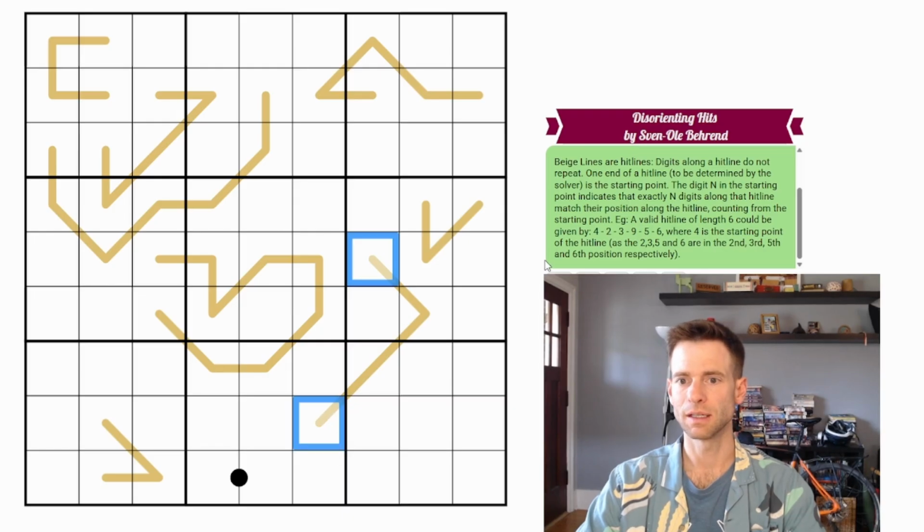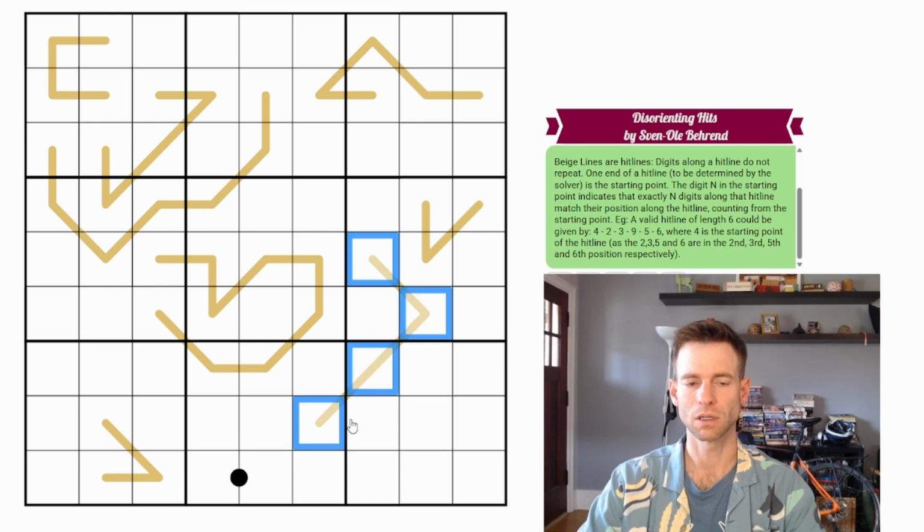The digit n in the starting point indicates that exactly n digits along that hit line match their position along the hit line. Does that mean like position 1, 2, 3, 4? Counting from the starting point. Example, a valid hit line of length 6 could be given by 4. Okay, 4 would be the starting point, it says. So it would be 4, 2, 3, 9, 5, 6. So it's of length 6.